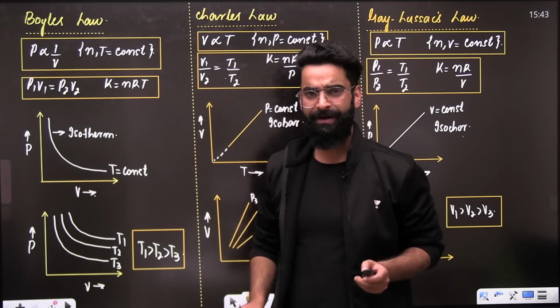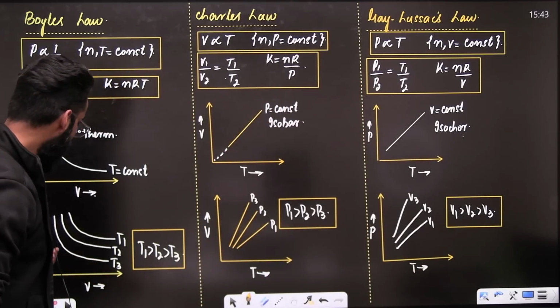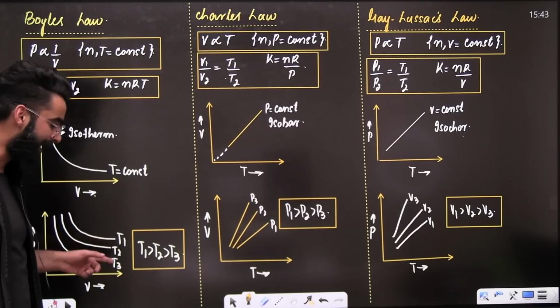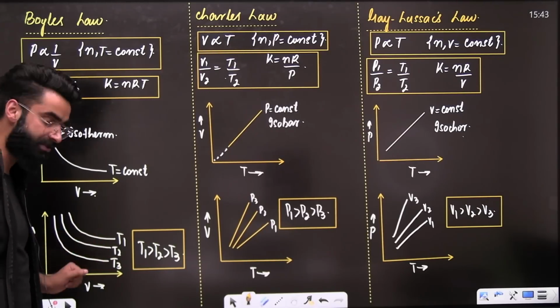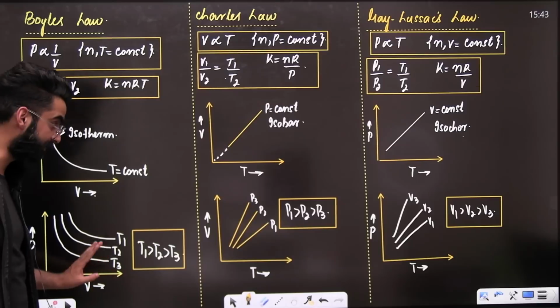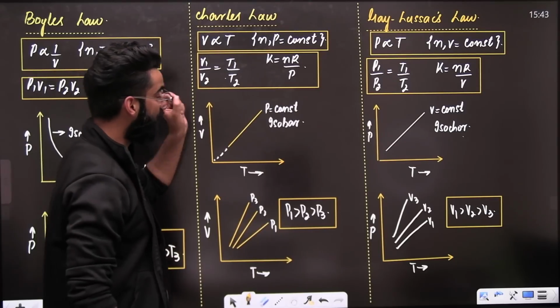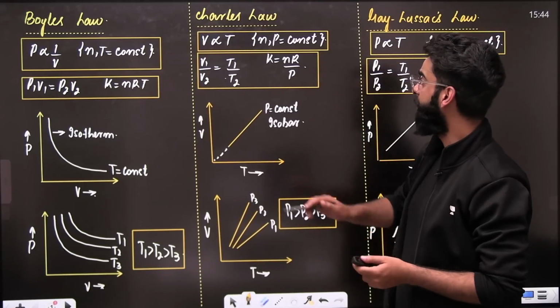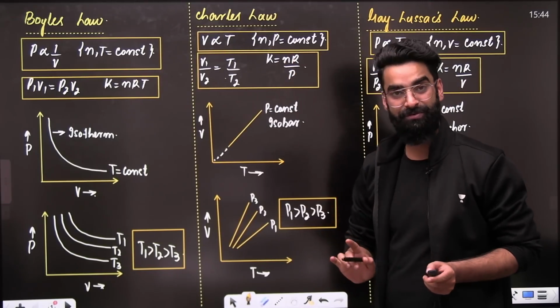Okay. Similarly, dear students, if you draw different pressure volume curves at different temperatures, which temperature is going to be more? This T1 temperature is always going to be more than that of T2, more than that of T3. Similarly, Charles law is applicable to an ideal gas when number of moles and pressure of the gas is kept constant.